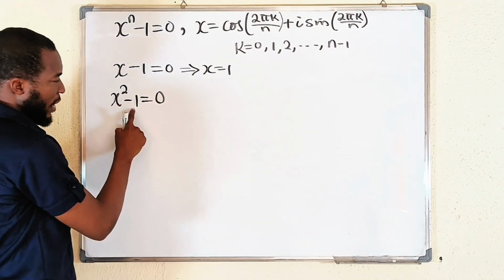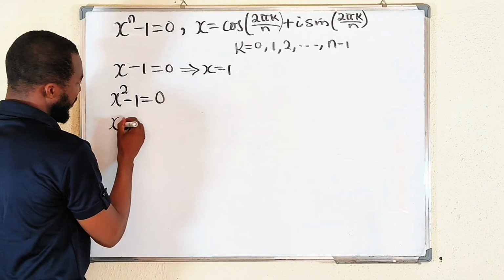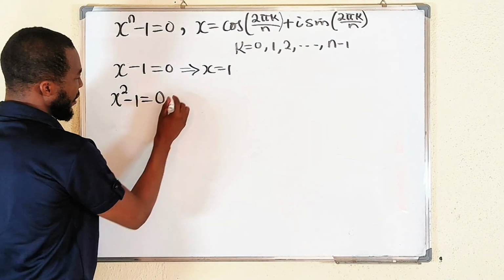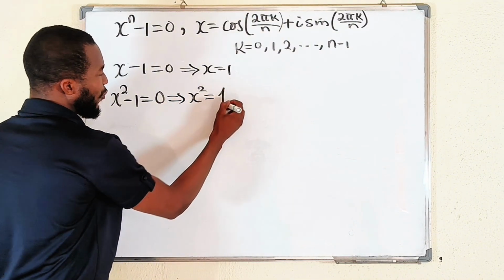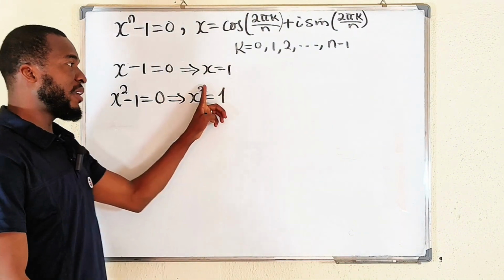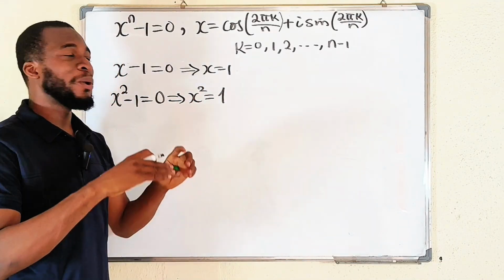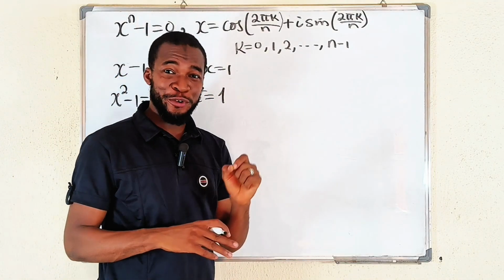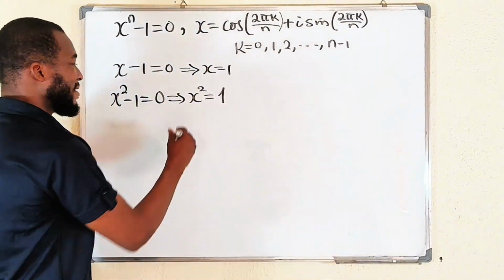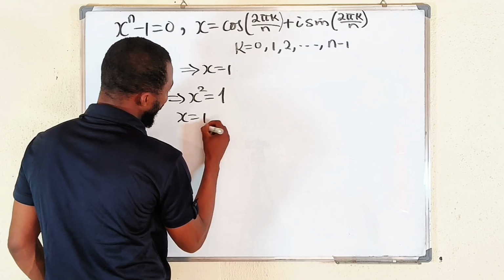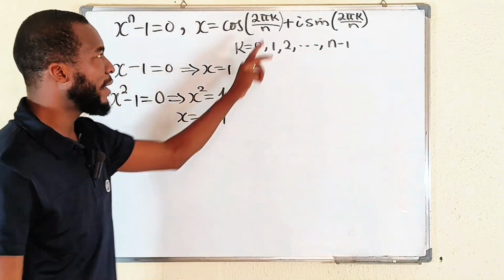Next, when n is equal to 2, you have x squared minus 1 equal to 0, right? You can take this one to the other side, which implies that x squared is equal to positive 1. The degree is 2. We expect 2 solutions. If you take the square root of both sides, you have plus or minus the square root of 1, and the square root of 1 is 1. So the solution here is x equal to 1 and negative 1. But is this true? Let's test it here.